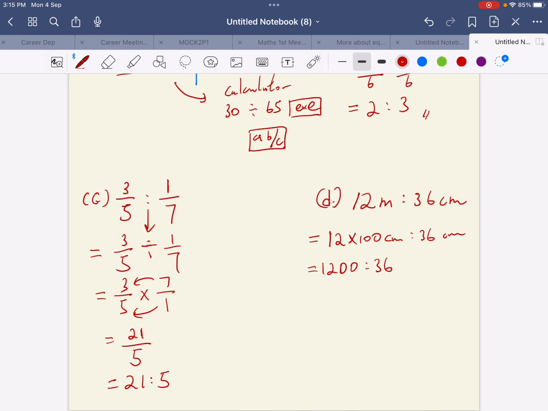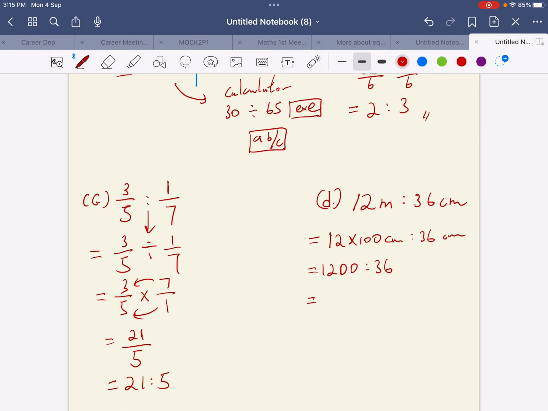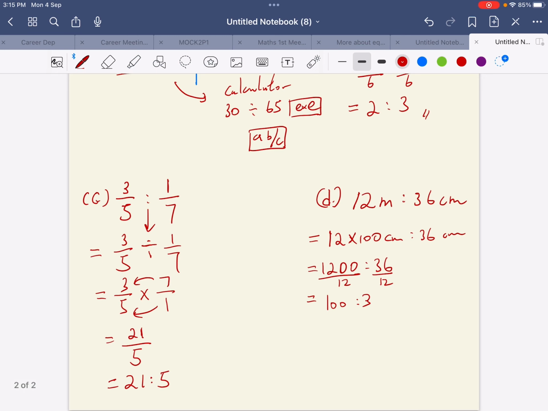When they are the same, you just care about the numbers, and you think about a number that both of them are divisible by and divide both of them, like 12, if you can think of that. Again, you can start with a small number if you can think of that and do it a few times. So that will be 100 to 3, and that is our answer. Again, you can use your calculator to help yourself: press 1200 divided by 36, then press EXE, and press the fraction button ABC, and you will see the answer also.